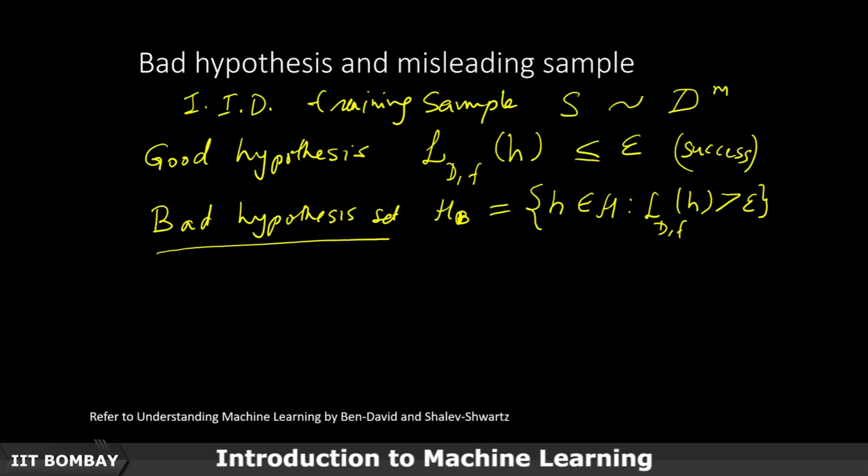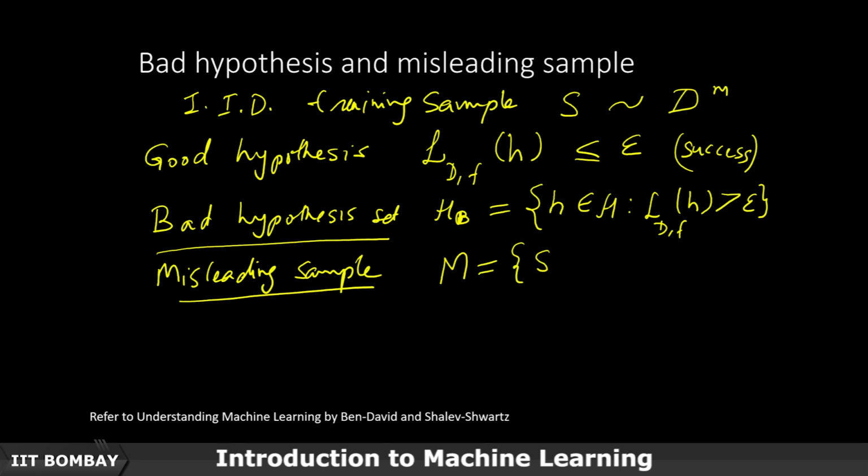In addition to that, let us also define a misleading sample. And we are going to connect the two. So a misleading sample M is basically all the possible training sets S that are taken from X, such that there exists an h belonging to the set of bad hypotheses, but it gives very good performance on the training set.